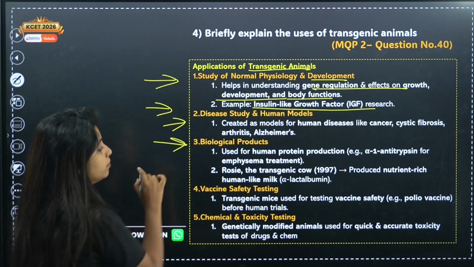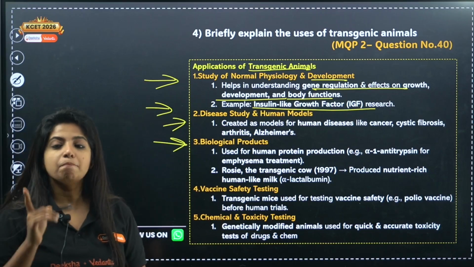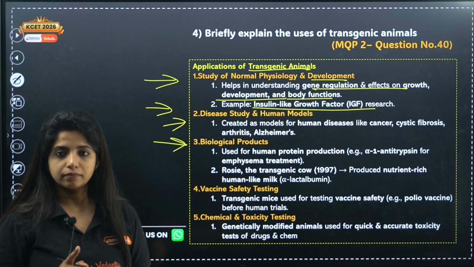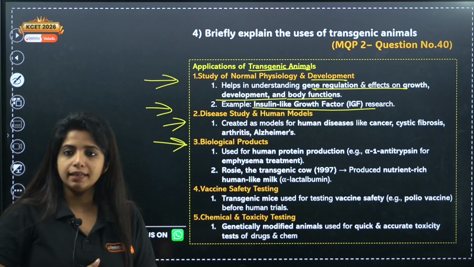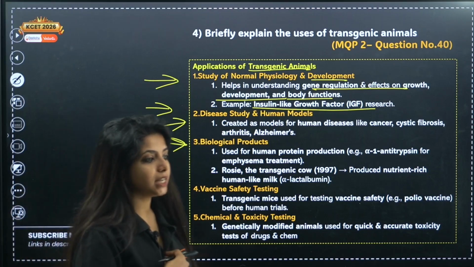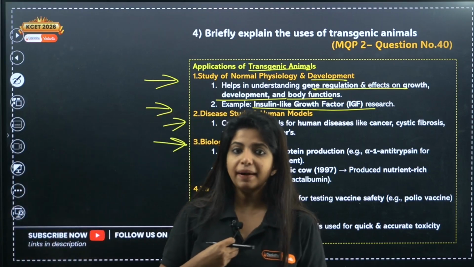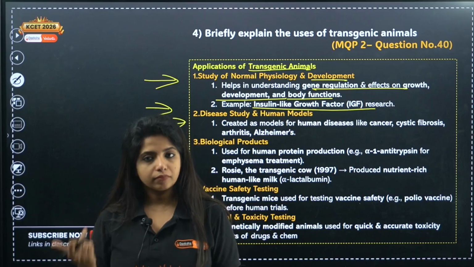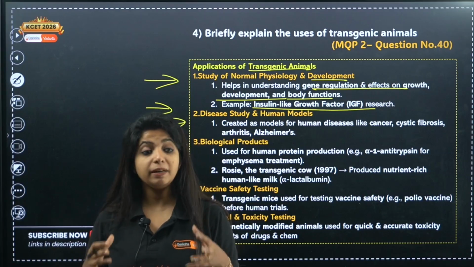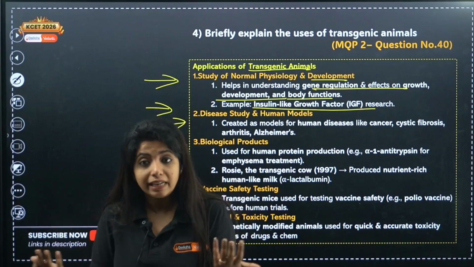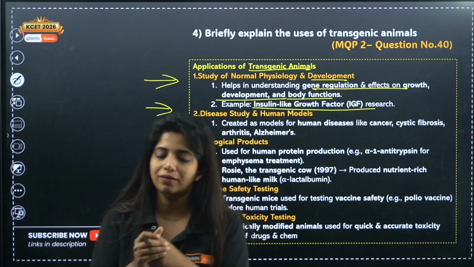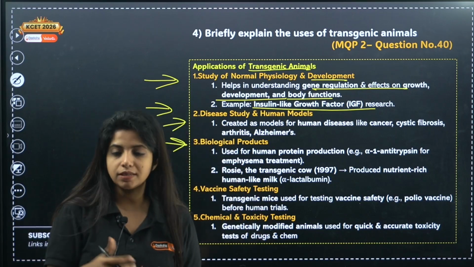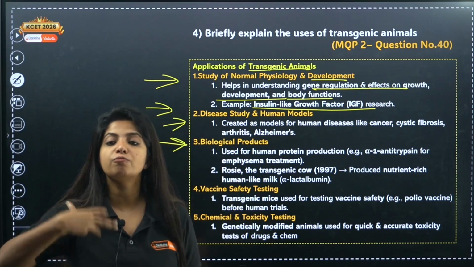Now, the third one and the most important one is biological products. So biological products means basically, suppose there is a protein that I need so much, but in my body the production of it is so less. What do I do? Basically, or probably it is the need of the market. So many people need this particular protein out there. So there are some animals which are made to produce these proteins.